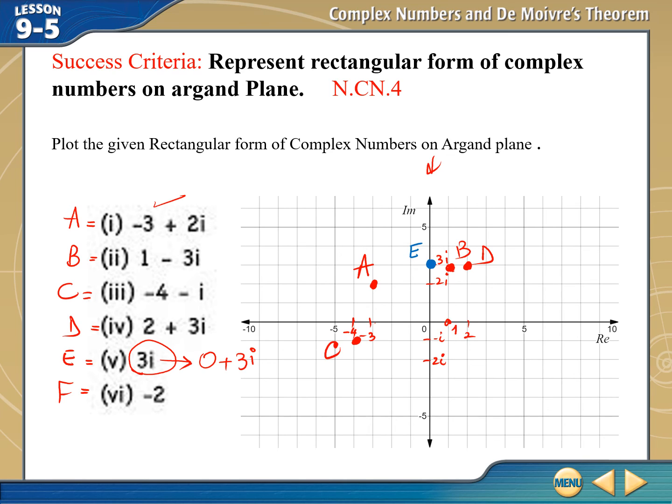Now -2. Last part, -2. Now -2 means the real part is given to you and the imaginary part is 0. Which means that you have to show it on the x-axis. So where is -2? So this is our -2. So just plot it on the x-axis, name it as F. That's all. So this is how we represent the complex number on the Argand plane by showing only the real and the imaginary part with the help of a dot.